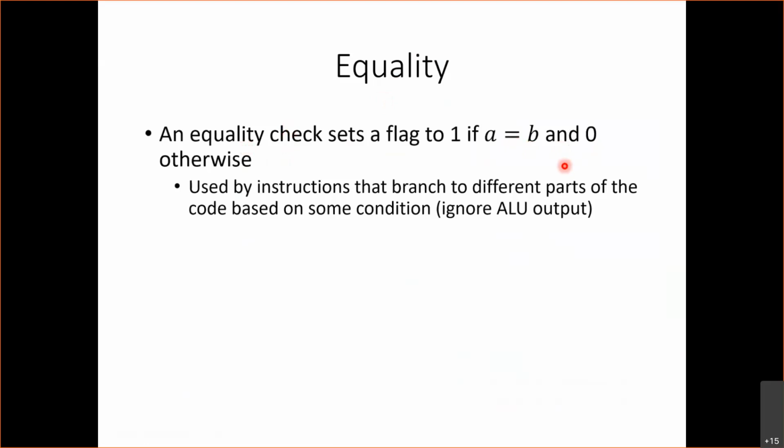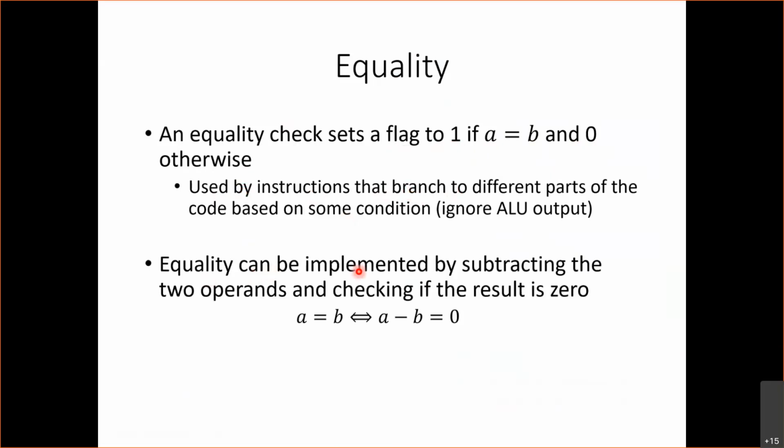So usually we use equality as part of some branch instruction, where we want to go to this part of the code if something is equal to something, or go to this other part of the code if something is not equal to something. So what we're going to do is set a flag: if A is equal to B, we'll set it to 1. Otherwise, we'll set that flag to 0. Again, this is usually used by branch instructions, instructions that jump to different places in the code, and those usually come out of if statements and for loops and things like that.